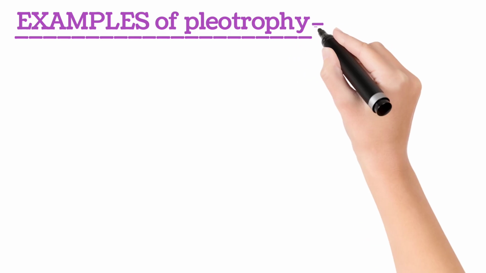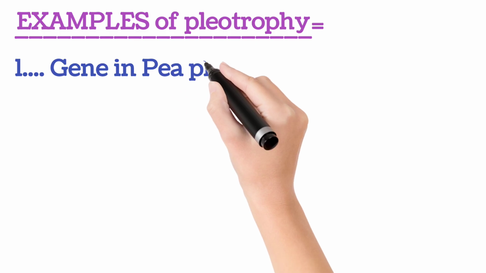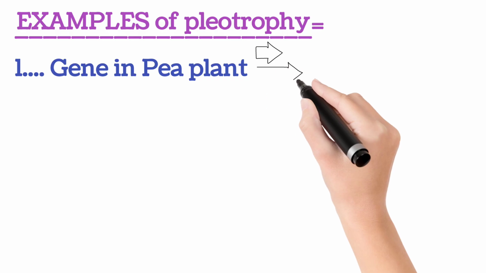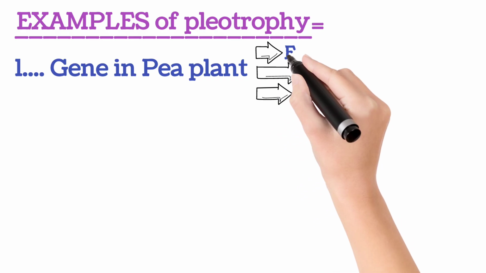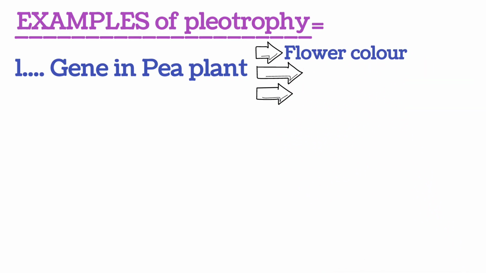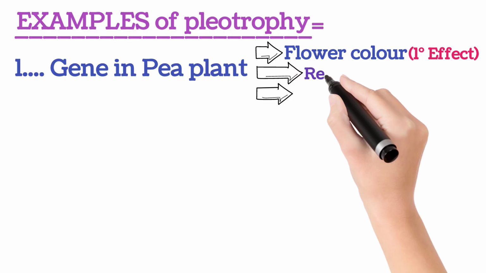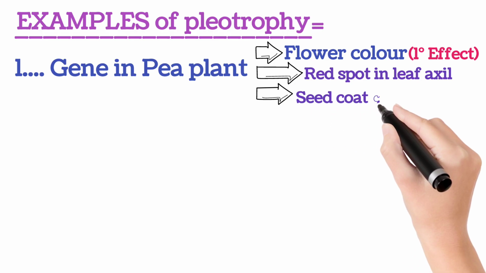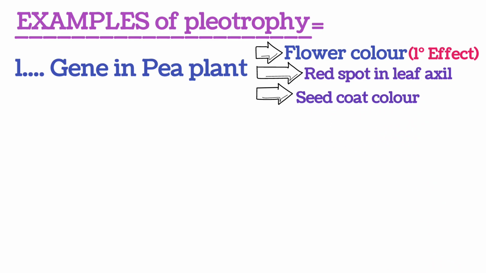For example, a gene in pea plant. Here the gene controls three important characters. Number 1 character is flower color in pea plant. This character gets more influence from the gene. We can say the gene shows primary effect. Now the rest of the characters controlled by the gene include red spot in leaf axil, and one more character is seed coat color. They get less influence. We can say the gene shows secondary effect in these characters. Now this is a good example of pleiotropy.